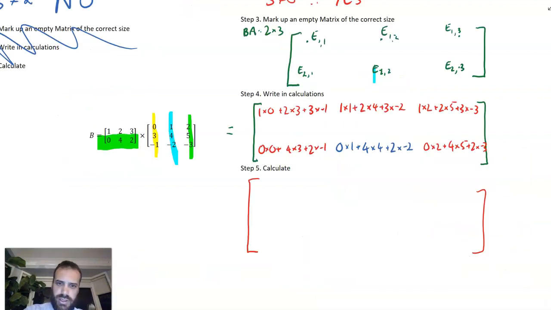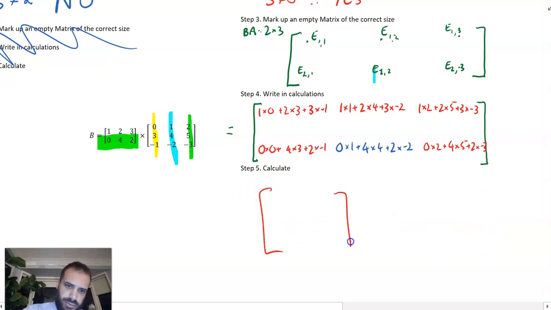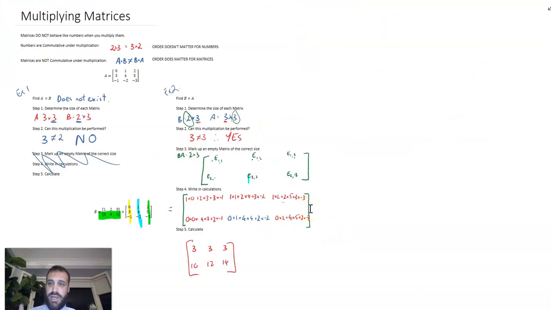So interestingly, it looks like my final matrix doesn't need to be this big now, does it? That's a bit silly. The first row is going to be 3, 3, 3, and the second row is 10, 12, 14.